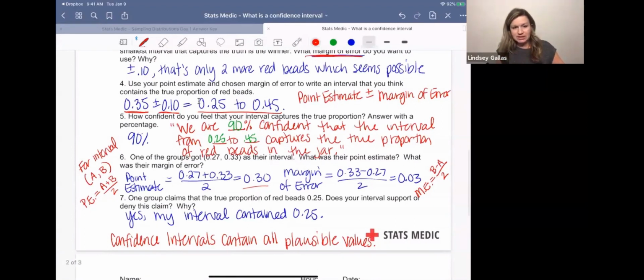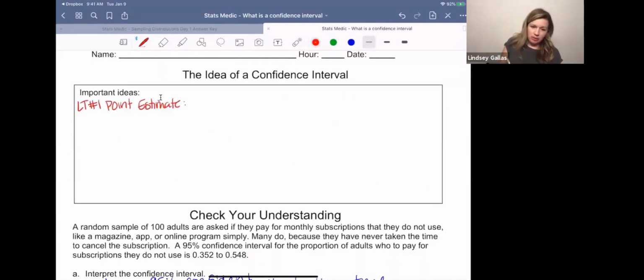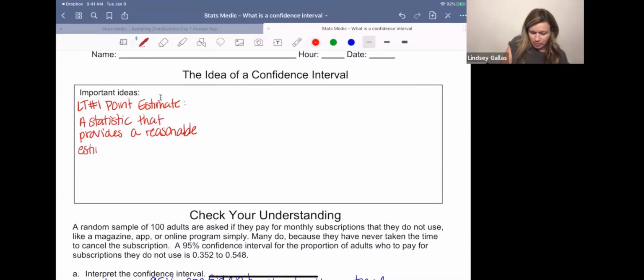All right, so let's go through our important ideas. We had quite a bit. What I'm going to start out with here is our idea about what a point estimate is. A point estimate is a statistic that provides a reasonable estimate about the population parameter.